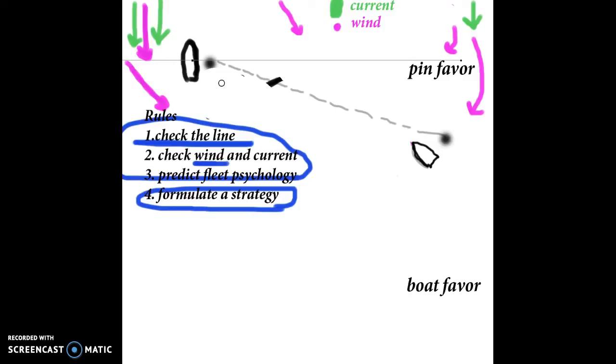But the most important thing is that when there's a giant, obvious pin-favored starting line with current pushing everyone away from the start line, and light wind, we need to be here, okay? We need to be here. And we're not doing our pre-start research, and we're getting caught here.